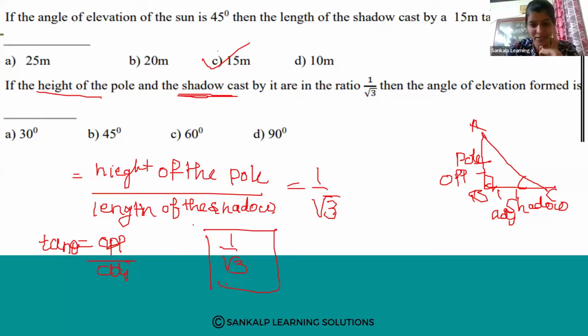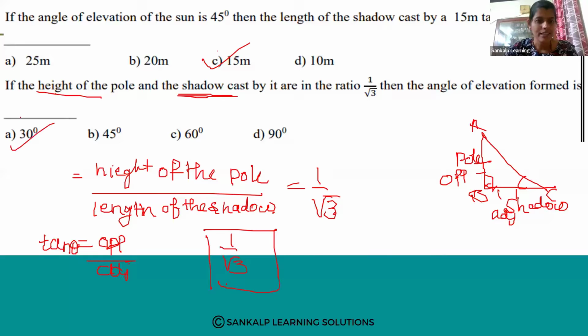That is 45 degree. Sorry, tan 30 degree. Tan 30 degree is 1 divided by root 3. So ratio already they have given. So in which value of the theta it will become 1 divided by root 3? That is 30 degree. Yes or no? Therefore 30 degree is the right answer.